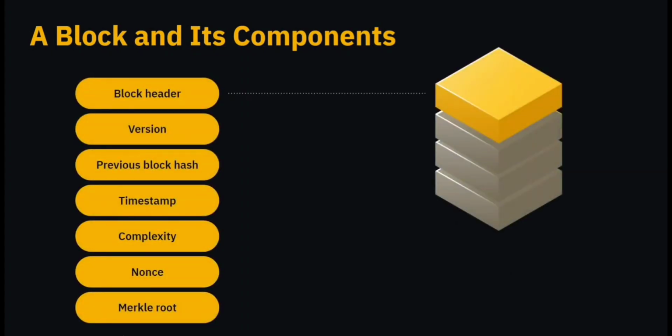Again, as I said, the block header is one of the most important components of the block. It contains information like a block version number. Version number is useful in keeping track of changes and updates throughout the protocol. The hash of the previous block, the timestamp showing when the block was made, the complexity level associated with mining, the nonce value, which is the random number used in the mining process, and the Merkle root, which is used to verify the integrity of a block.